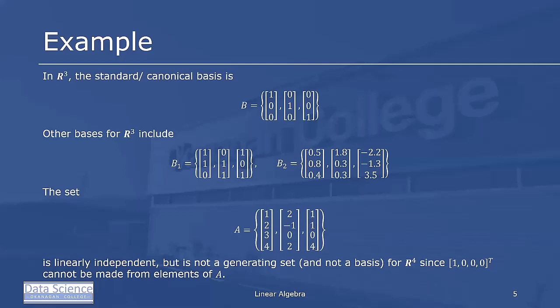Now the set A, consisting of the vectors (1, 2, 3, 4), (2, -1, 0, 2), and (1, 1, 0, 4), consists of linearly independent vectors. That is, none of those vectors are linear combinations of the other vectors. But it's not a sufficient set to generate R^4. In particular, the vector (1, 0, 0, 0) is not something that you can make from elements in A.